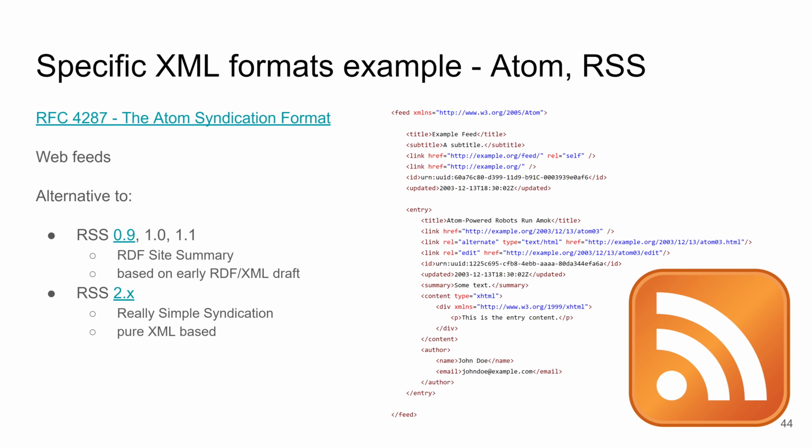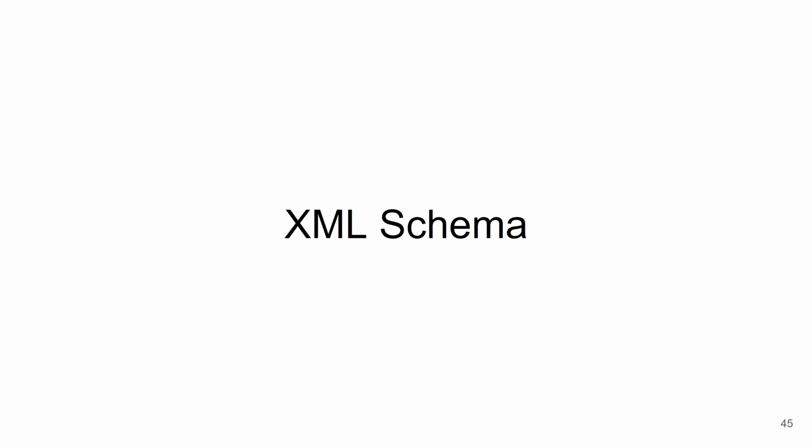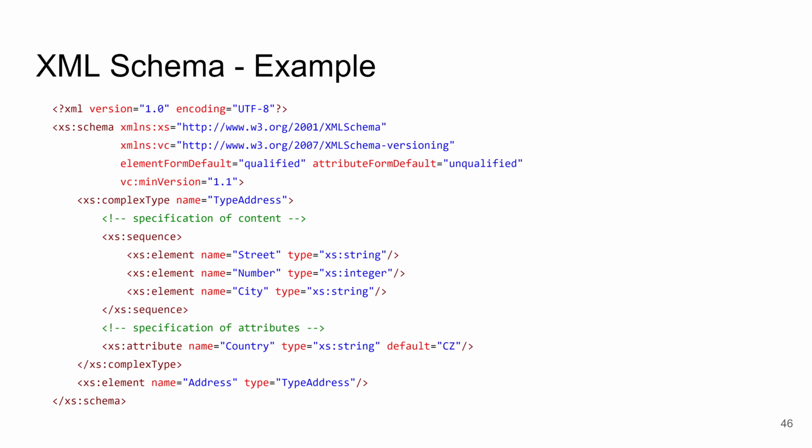I already mentioned that when you want to specify what elements can be used in an XML document and how the content should look like, you can use an XML schema language for that, and one of those languages is XML Schema. This one is the most widely used, and we will talk about it in the rest of the lecture. Now, what we see here is an example of how an XML schema looks like.